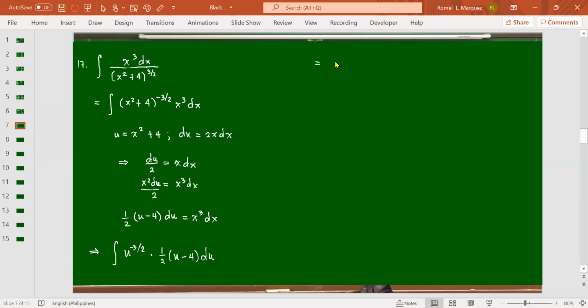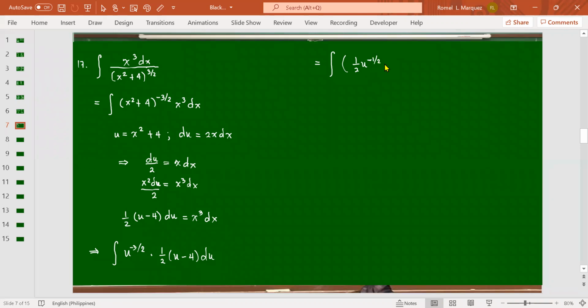Integrate na, sir. Ay, anong po muna? 1/2 out. O pwede rin nasa loob yung 1/2, pwede rin naman. O distribute. Distribute yung 1/2. 1/2 u plus u minus to the ano? Negative 1/2.